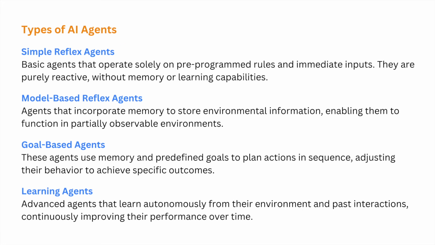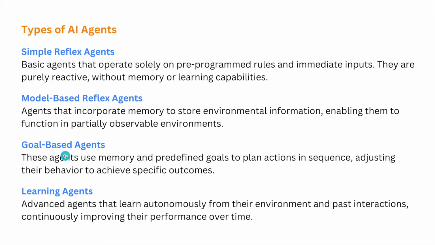So what kinds of AI agents are there? These are the sample types of AI agents. First one is simple reflex agents. These are basic pre-programmed AI agents based on rules, and they are purely reactive without any memory or learning capacities. The next one is model-based reflex agents, which have a memory to store environmental information, and they can take actions or generate outputs based on previous interactions.